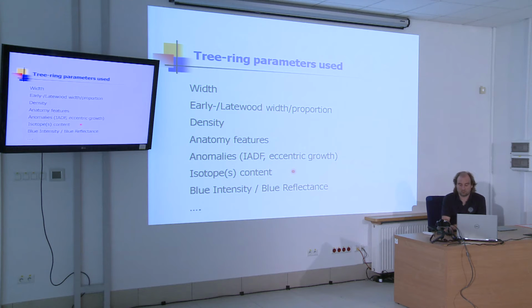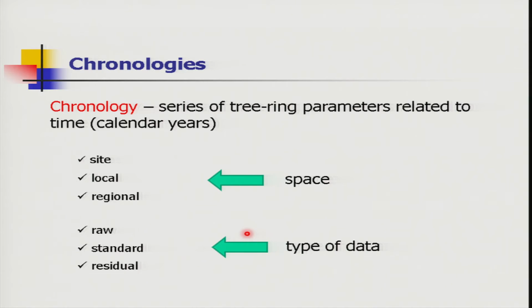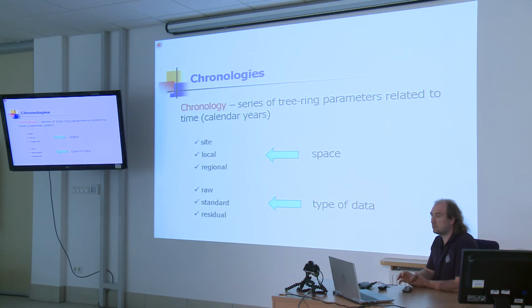The basic product of tree ring research is chronology. Chronology is a series of information about the tree rings that are related to time. For each part of the wood, of this structure we call tree ring, we assign the calendar year. And having known this, we may relate these tree ring parameters to the parameters of the environment.